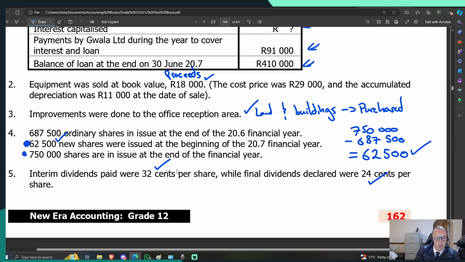And we'll say that the full amount of dividends declared and paid for this year were 750,000 shares times 32 cents plus 750,000 shares times 24 cents. When I say cents, I should put a little c there for cents.